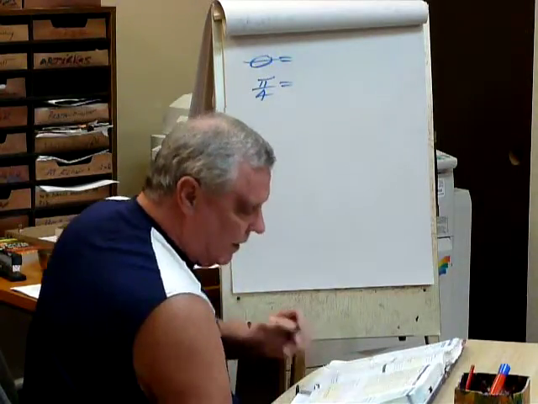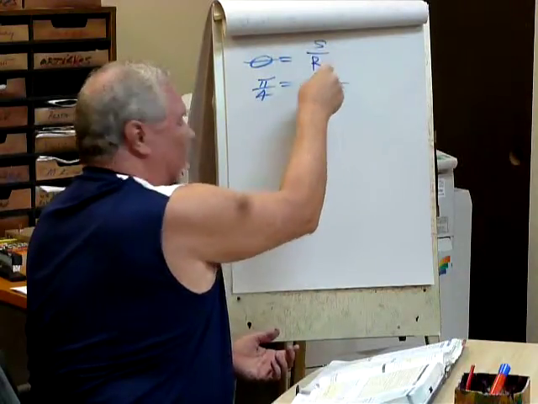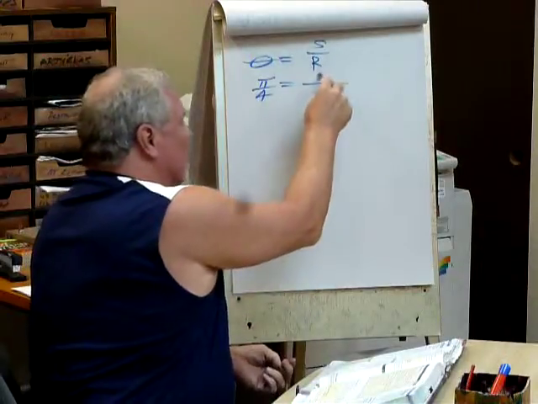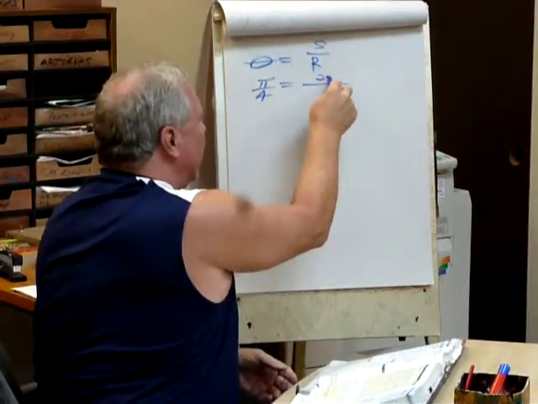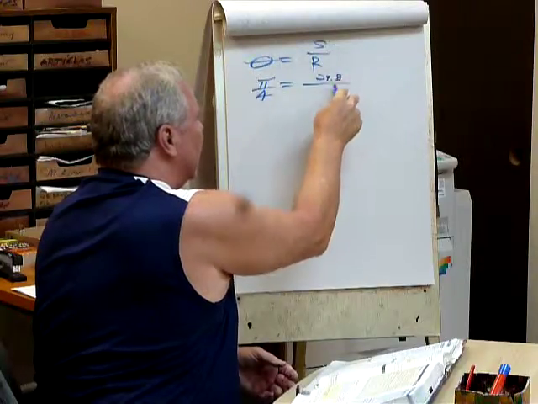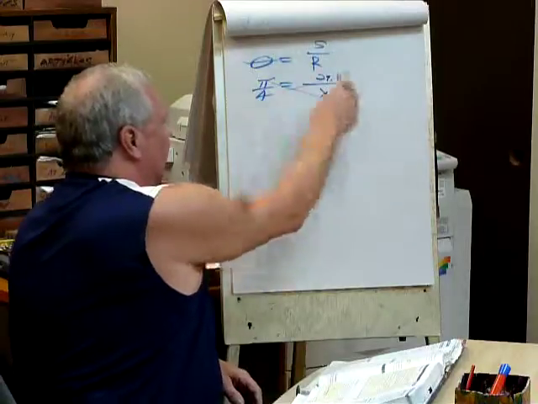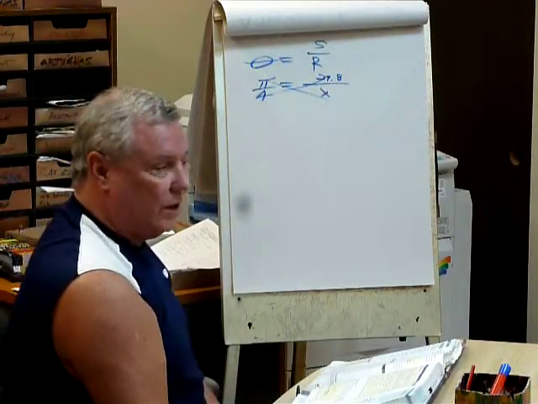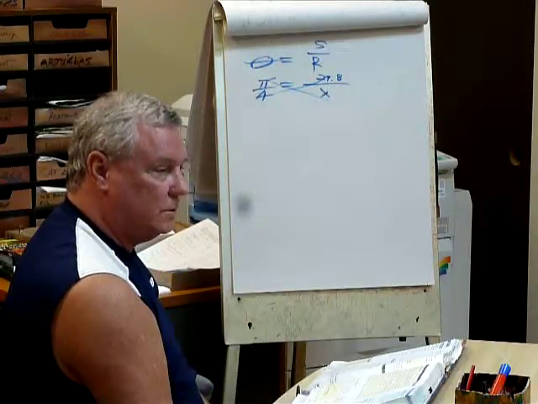What else do we have? Arc length is 29.8. Where does that go? S is arc length, of course. And that's going to be 29.8. And can we find the radius? Sure. And all we do is cross multiply, and we get 4 times 30 is 120, divided by 3 is 40, because pi is just 3, right? We're among friends? No big.